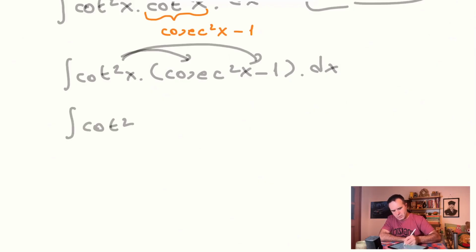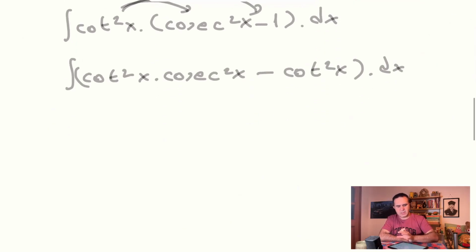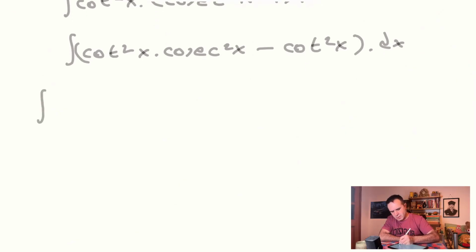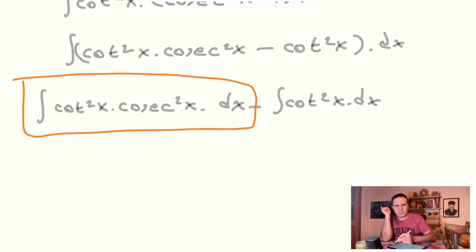Cotangent square of x times cosecant square of x minus cotangent square of x dx. And we can split this into two different integrals. Then the integral becomes the integral of cotangent square of x times cosecant square of x dx minus the integral of cotangent square of x dx. This integral is so easy that you cannot imagine.